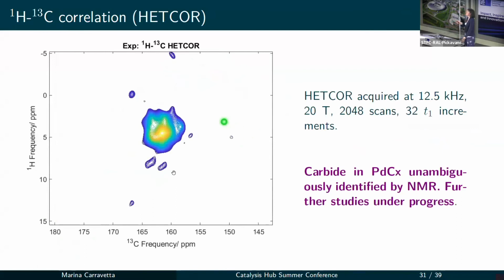We also succeeded to do a proton-carbon correlation, which is indicated here. This is the carbon dimension, this is the proton dimension. And this was the first verification of the features of the carbon-13 signal in the palladium nanoparticle. And we have several experiments that actually prove that this is indeed what we are observing. Now what we want to do further is to try to see how this carbide behaves while we use the palladium carbide with carbon-13 enrichment in various catalytic reactions.